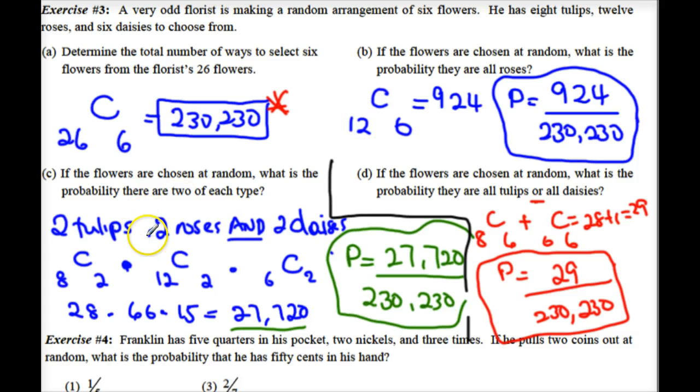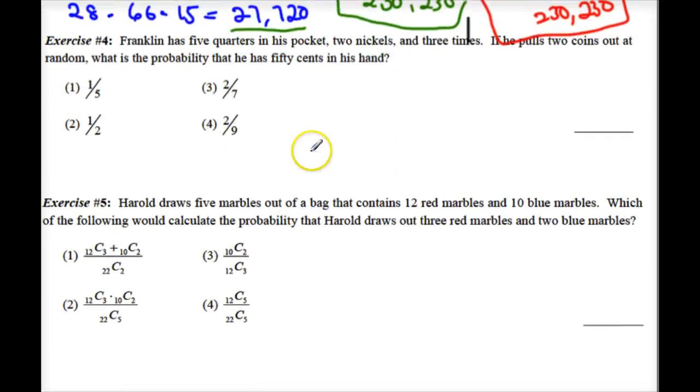Here we were asking for 2 of each. And then in D, we were asking what if they're all tulips or daisies. So once you know what the possibilities are, what we're looking for, we can calculate that. Now let's see what it looks like on the regions.